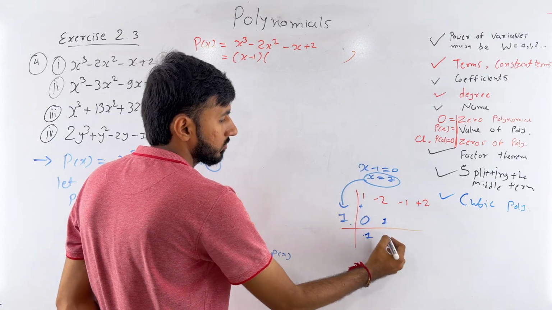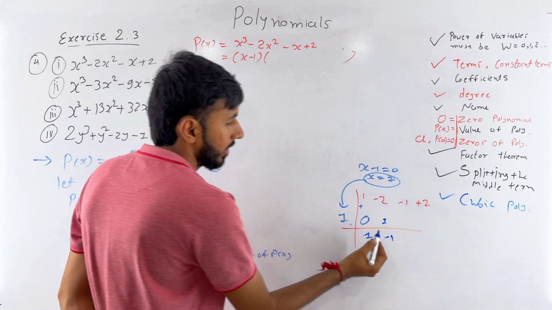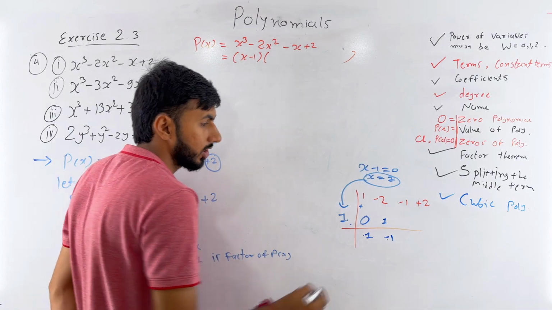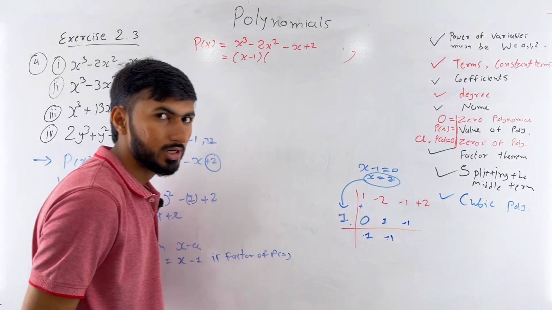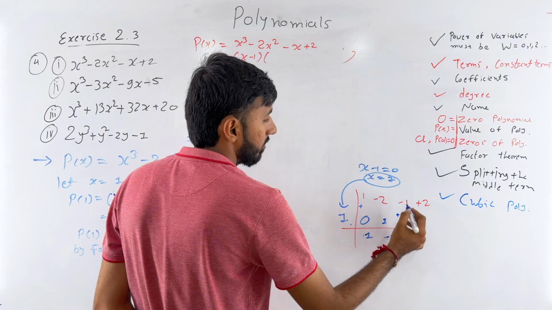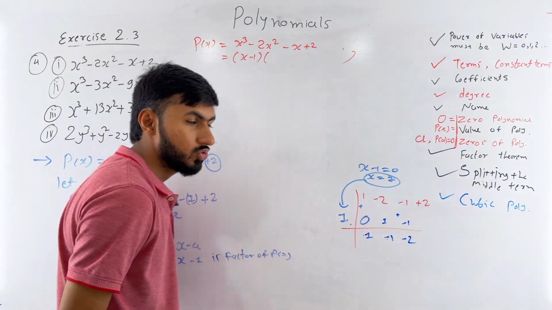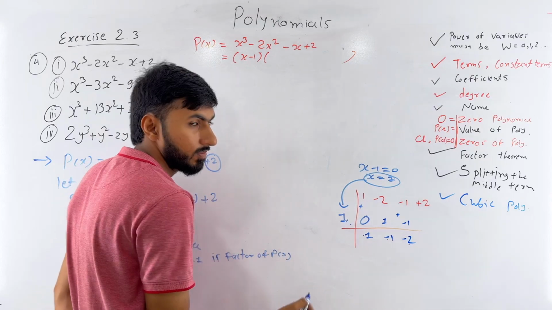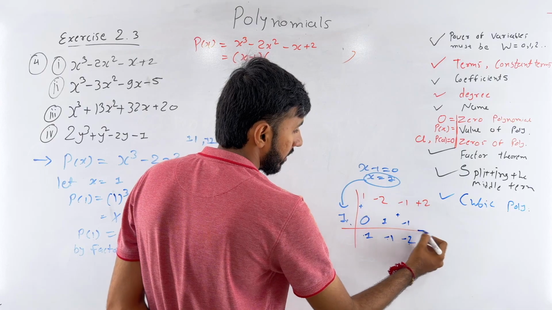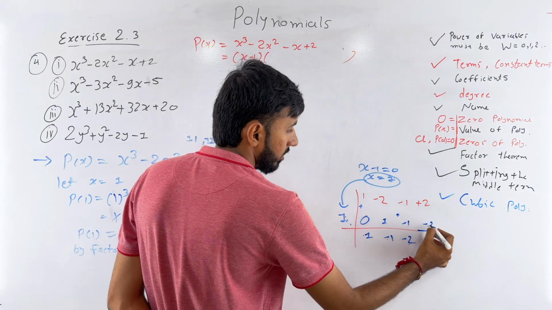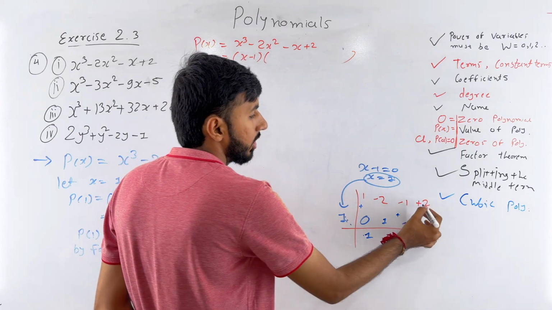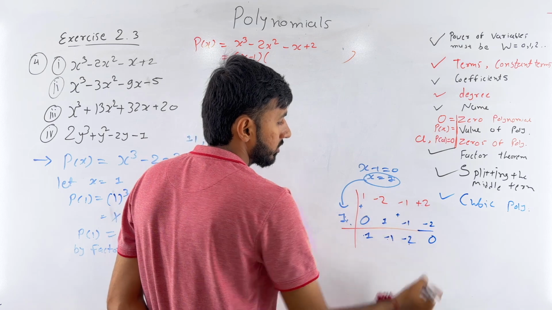Now add minus 2 plus 1, your answer will be minus 1. Now multiply minus 1 with plus 1, your answer will be again minus 1, right? Now just add minus 1 and minus 1, your answer will be minus 2. Now multiply minus 2 with plus 1, write your answer here, that will be minus 2, right? Now add plus 2 and minus 2, your answer is 0.